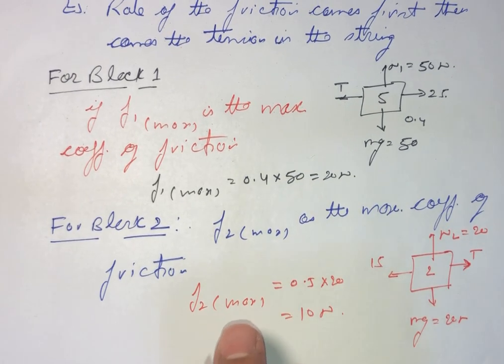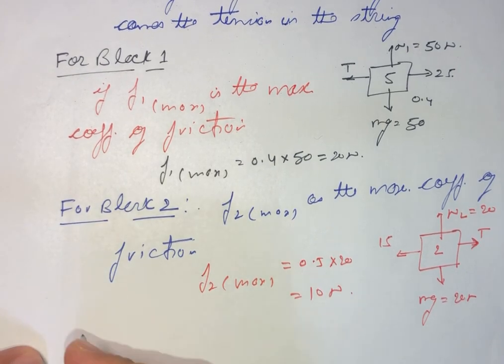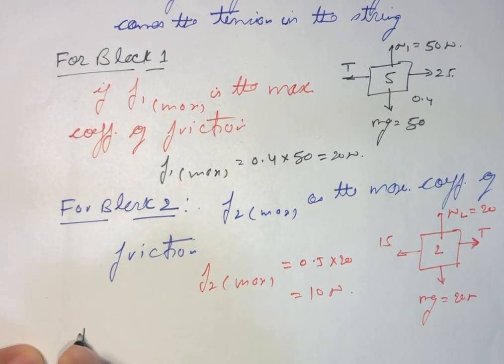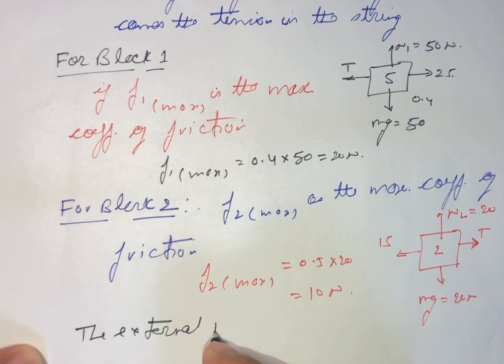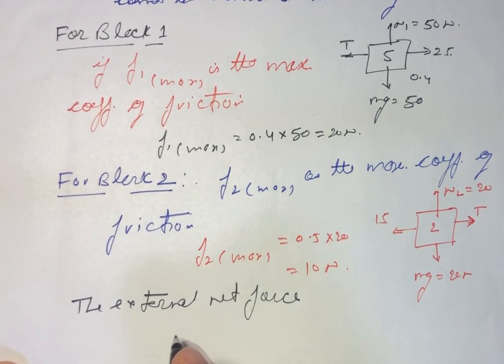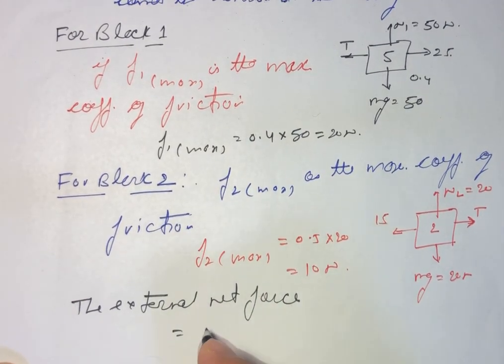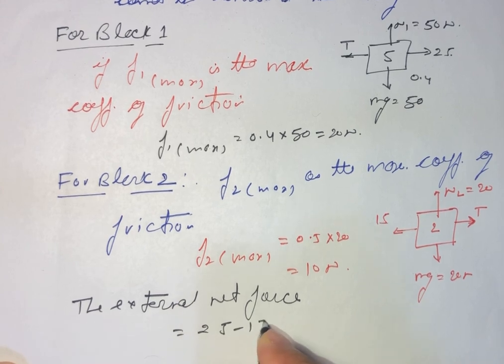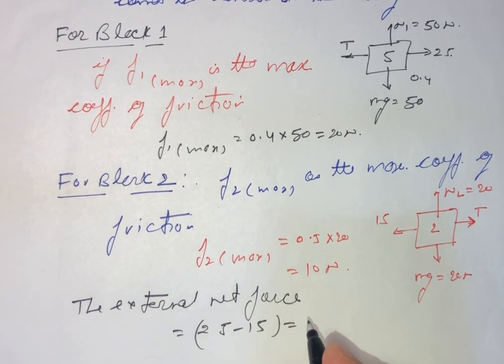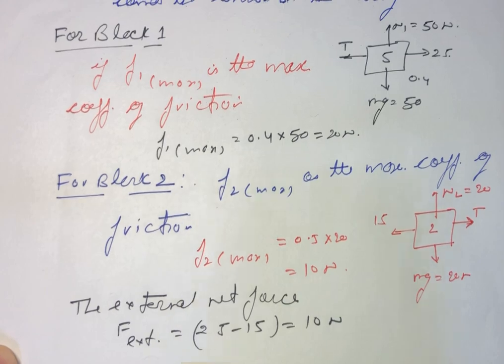Next, we find out the external net force. The external net force will be equal to 25 Newton minus 15 Newton, which will come as 10 Newton, and let us denote it as F ext.